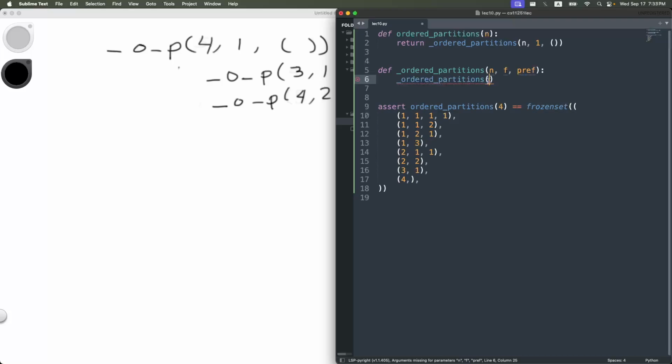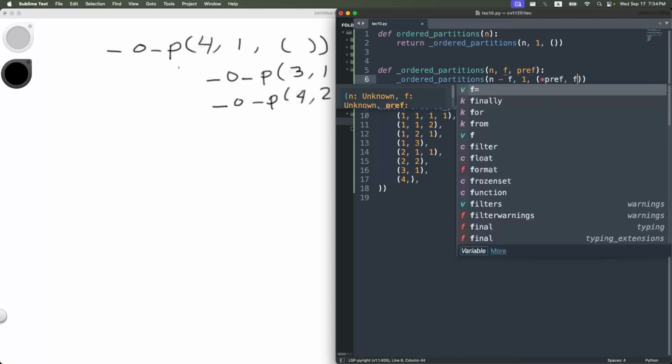So ordered partitions of n minus f. We will choose f to be the size of the first partition, and then we start again at size 1 for n minus f. Pref is now, so we want to build the solution step by step, right? So if pref contained something, put it at the beginning, and then we add f here, since we are adding f to the partitions that we are building.